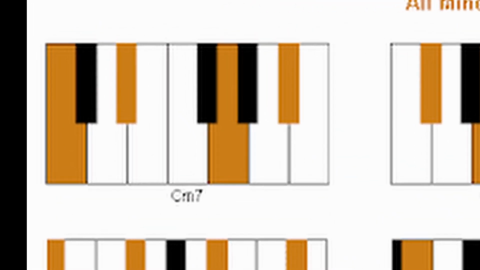If we want to start with C to create a minor seventh chord, we go 3 up, then 4 up for a minor chord, minor third and major third if you prefer. Then add a minor seventh on top, which is 3 semitones up from G. C, E flat, G, B flat, completing the bunch. So that's a minor seventh chord.